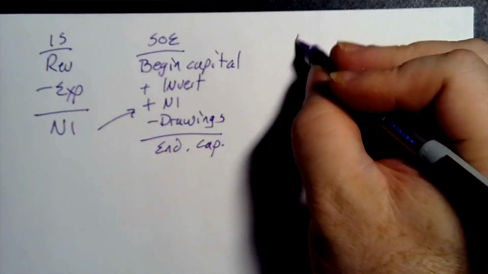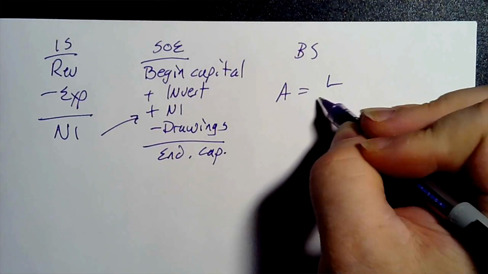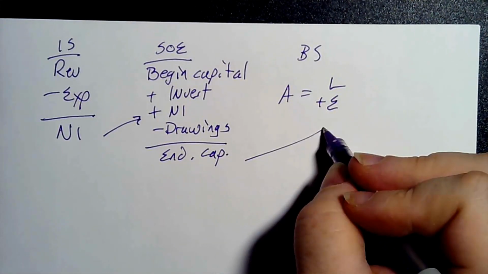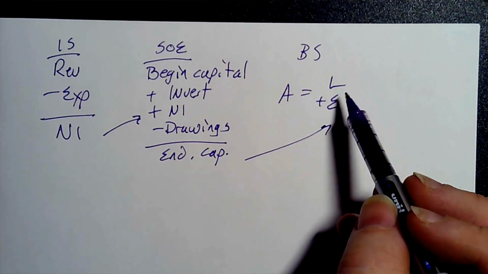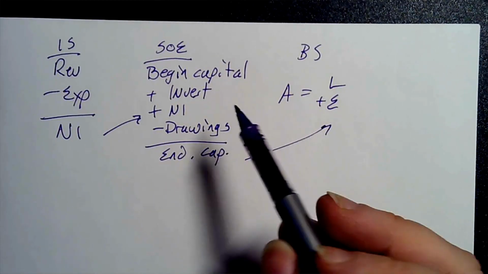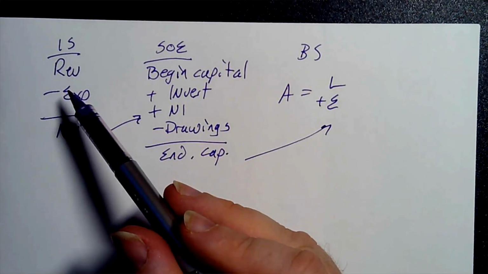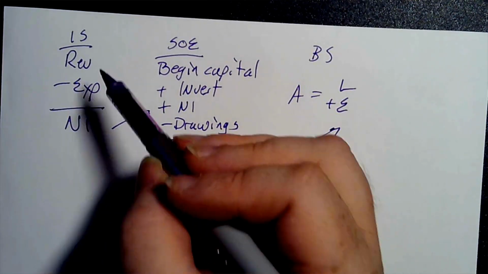And that goes into the balance sheet as assets equals liabilities plus equity. This ending capital goes into equity. So if I were to just ask you, remember we just got through looking at assets, liabilities, and equity. We see how all of that's working. How do we figure out what are the effects of revenues and expenses and drawings?